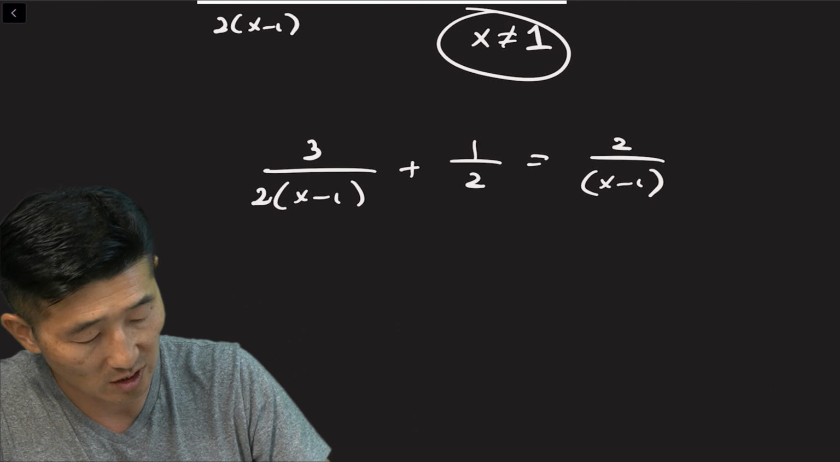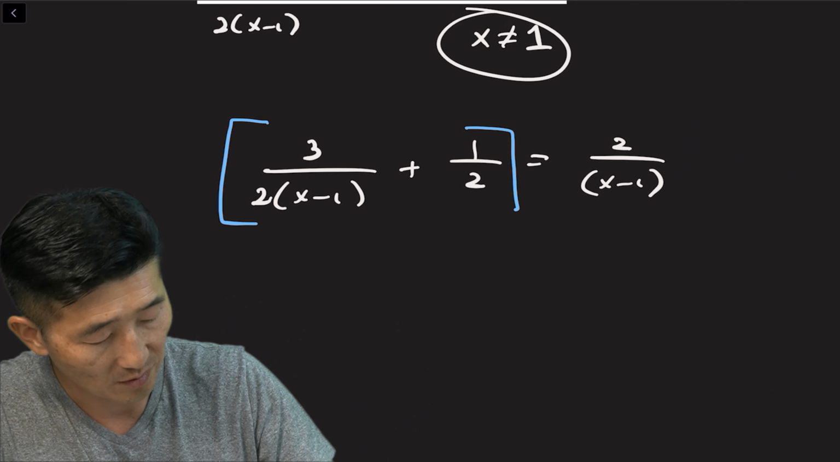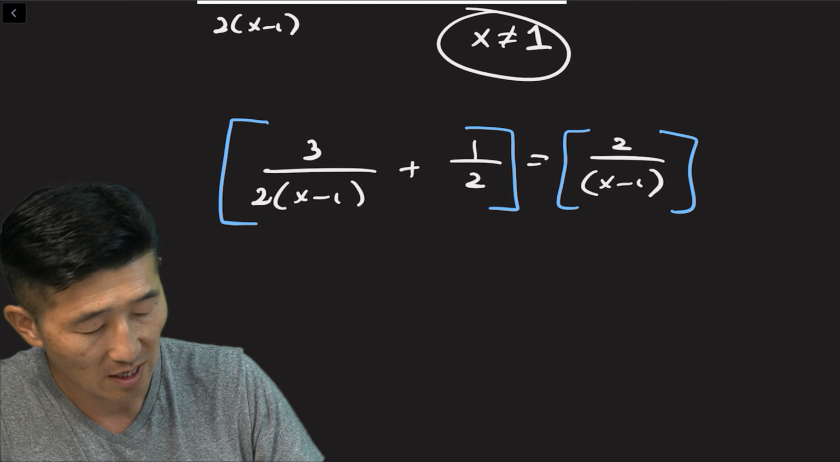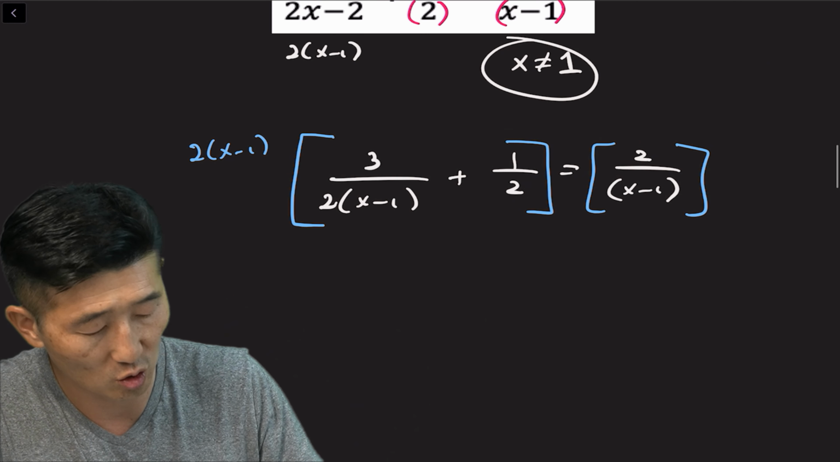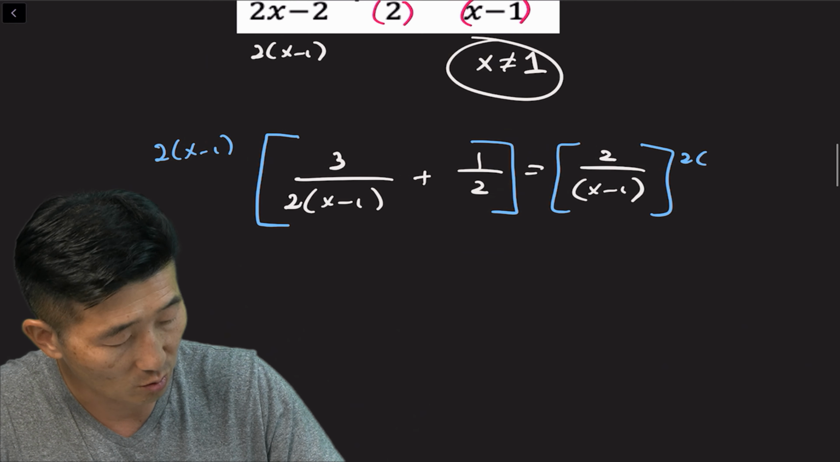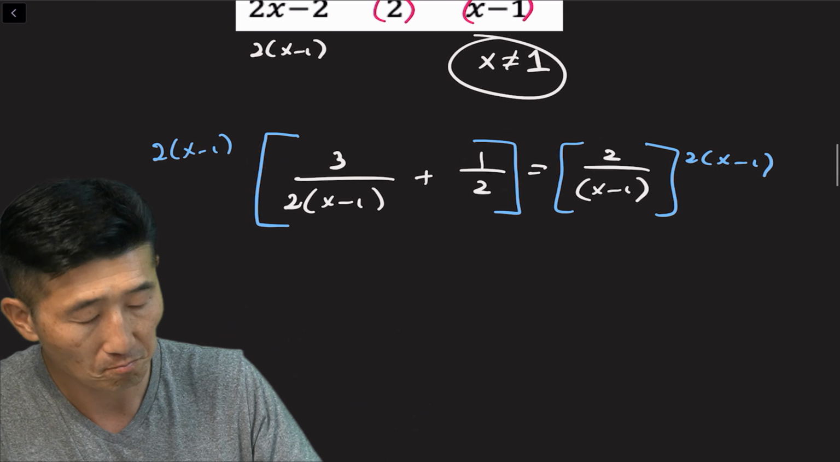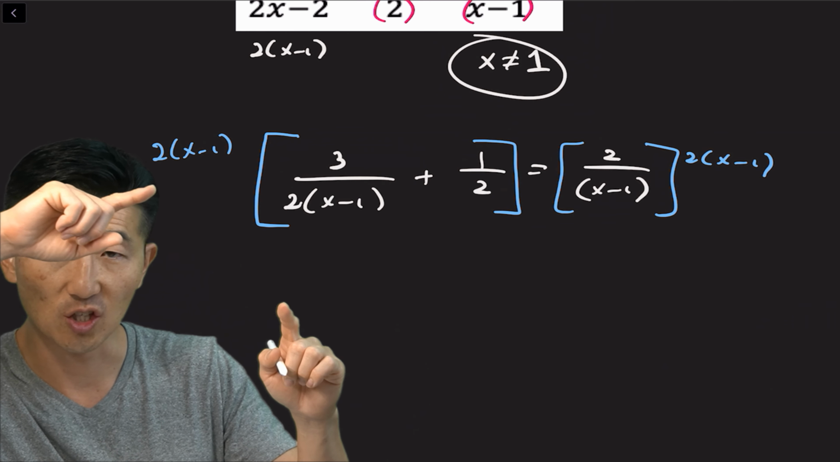So what I'm going to do is take the left side, put a bracket, and the right side, put a bracket, and multiply both sides with the same common denominator: 2 parentheses x minus 1, 2 parentheses x minus 1. All right, so let's start distributing.